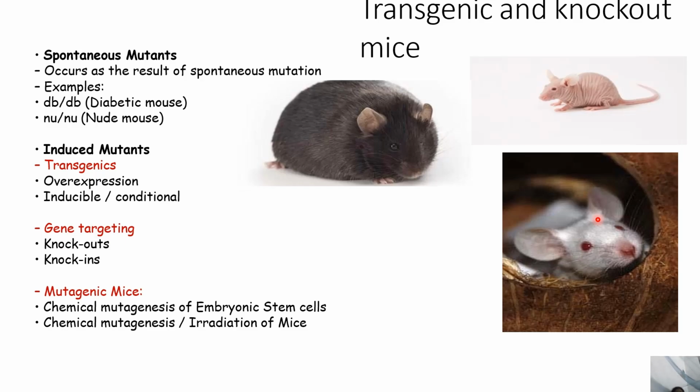They can be spontaneous mutants, which occur as a result of spontaneous mutation. Examples can be db/db, diabetic mouse, nude mouse. They can be induced mutants: transgenic, overexpression, inducible, conditional, gene targeting, knockouts and knock-ins. Mutagenic mice, basically chemical mutagenesis of embryonic stem cells, irradiation of mice.